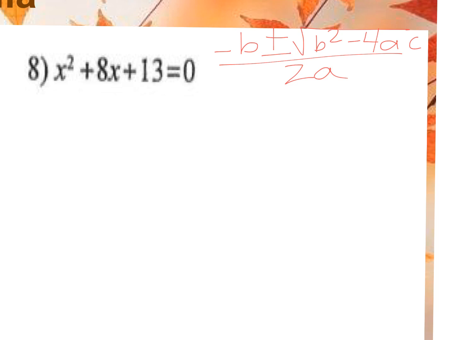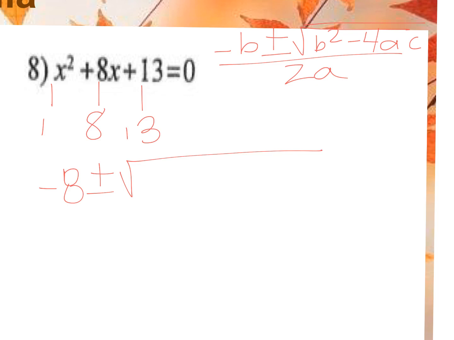Alright, so number 8 also asks us to solve using the quadratic formula, so I wrote it here for you. So you can be reminded of what that looks like, and now we're just going to plug in. My A term is 1, my B term is 8, and my C term is 13. So let's plug those in. So we're looking for a negative B. Our B is 8, so a negative B would be a -8 plus or minus the square root of B squared. So 8 squared is 64, minus 4 times our A term of 1 times our C term of 13.